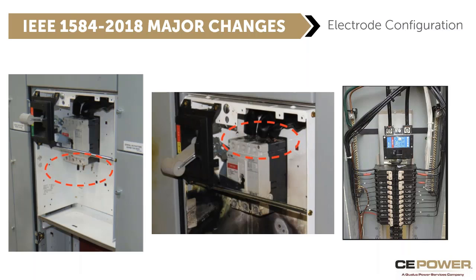So the first 2 pictures there on the left, those are straight from the 1584 standard. And we can see that's the same enclosure. And depending on where your fault occurs, you could have a different electrode configuration. So if you have a fault in the region shown in the picture on the left, that would be VCB.